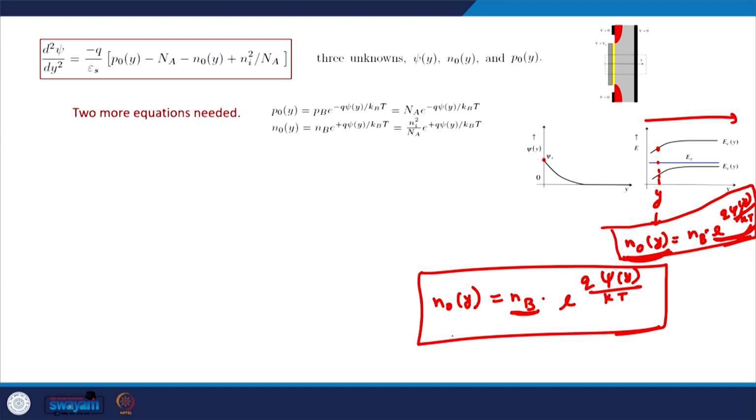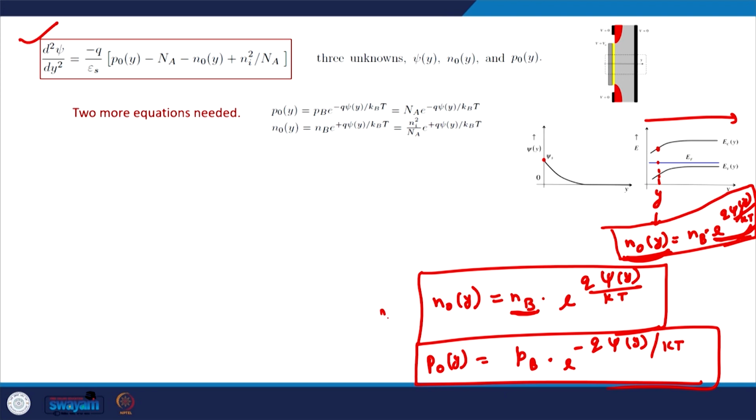Similarly, the number of holes at any point is related to the number of holes in the bulk, and bulk is the region where the electrostatic potential is 0: exponential of minus q psi(y) by kT. So apart from this Poisson equation, we now have two more equations, and these two equations come from the basics of semiconductor carrier statistics. Using these three equations, we can in principle solve for the three unknowns, psi(y), n0(y) and p0(y).